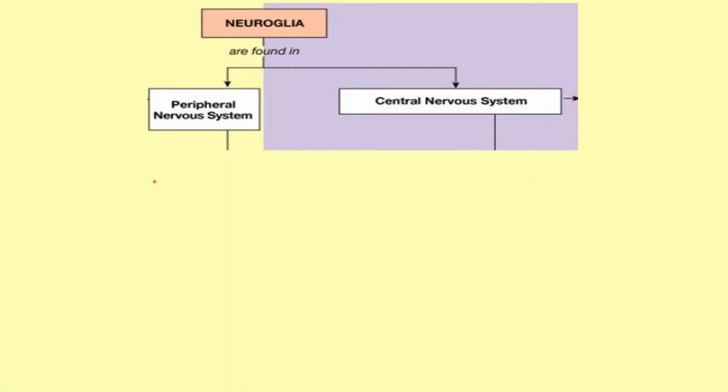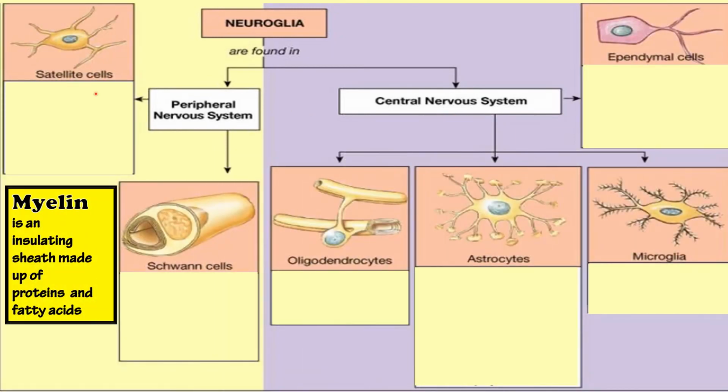Now let us study the second type of nervous tissue present in the nervous system, that is glial cells. They are also called neuroglial cells. Students, these glial cells are of two types. One group of cells is attached to the PNS, that is peripheral nervous system, and the second group of cells is attached to the CNS, that is central nervous system. Satellite cells and Schwann cells are found in the PNS, whereas oligodendrocytes, astrocytes, microglia and ependymal cells are present in the CNS.